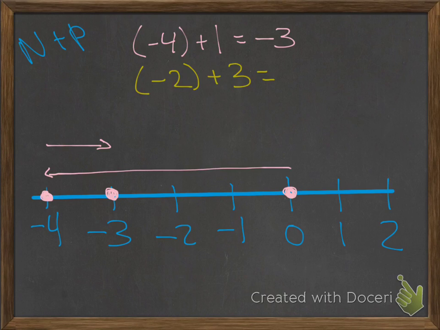All right, same thing again. -2 plus 3, you start at 0, and you move over to that -2 spot. So because it's negative, you're going to the left. And now you're going to add 3. So add 3 spots, 1, 2, 3. You're over at +1. All right, so negative 2 plus 3 is positive 1.